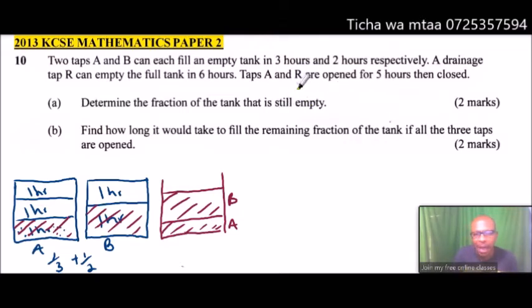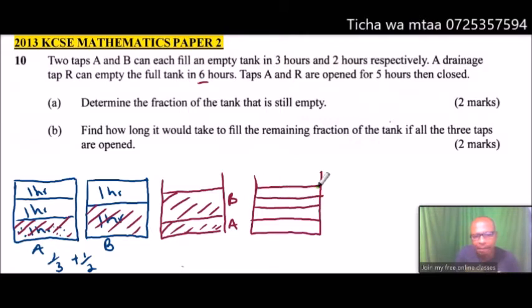Let's look at R. We are told that tap R can empty the tank in 6 hours. This means that if we draw a sample tank and divide it into 6 equal parts, this is 1, 2, 3, 4, 5, and we add another one. So this is R. In 1 hour, using a different color, this will be removed from the tank.